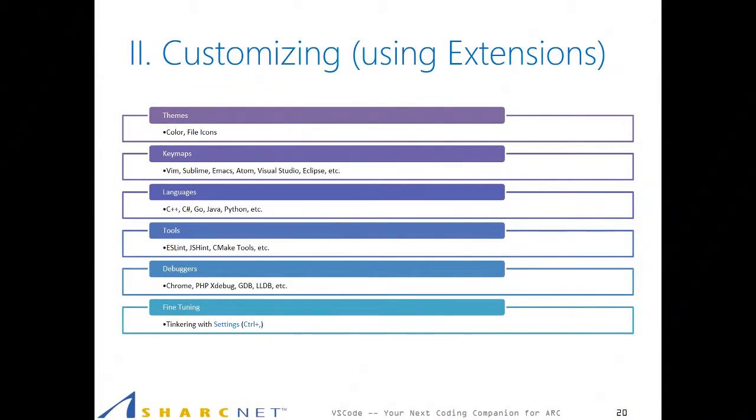There are some tools like different linters, and for this talk, we are going to use CMake tools to build our software and debug using the same CMake files that we have developed. And there are some additional debuggers. For example, if you want to debug under Chrome, or PHP Xdebug, or GDB, LLDB, they're going to be there.